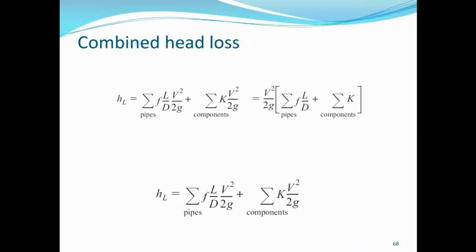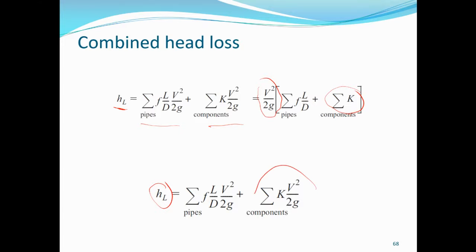All right, let's take an example to see how to apply this. So the head loss, which is the sum of the frictional head loss and the minor head loss, is simply given in summation form as pipes plus components, which you can factorize the velocity head out and leave this. And this is the sum of the minor loss coefficients. So this is the total head loss.